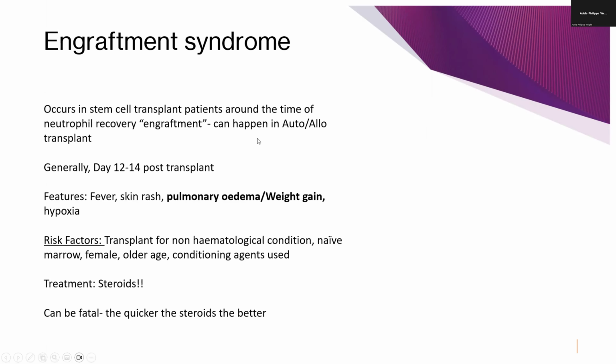Engraftment syndrome is a disorder that can occur after stem cell transplant. It tends to occur at 12 to 14 days. It's just the neutrophils and the stem cells engrafting into the bone marrow. It tends to present with fever, skin rash, pulmonary edema. Treatment is just steroids. It can be fatal, although that's very rare. I've never heard of it. But we often treat with steroids if that's the case.